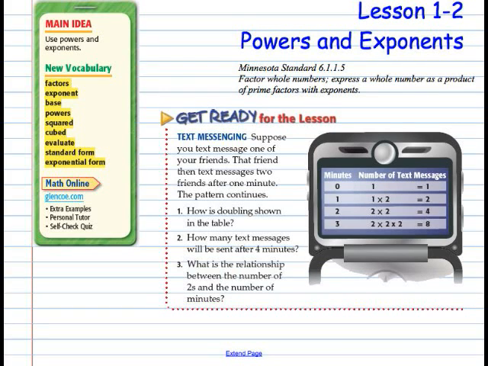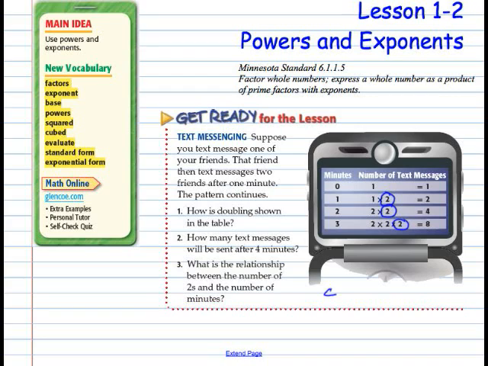Suppose you text message one of your friends. That friend then text messages two friends after 1 minute. The pattern continues. How is doubling shown in the table? You can see here that multiplying by 2 is how you show the doubling. How many text messages will be sent after 4 minutes?